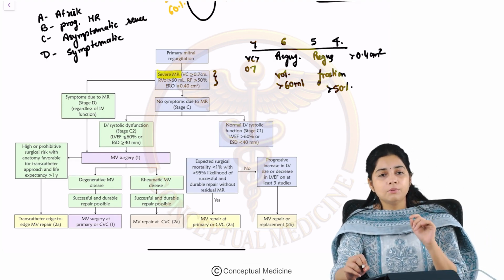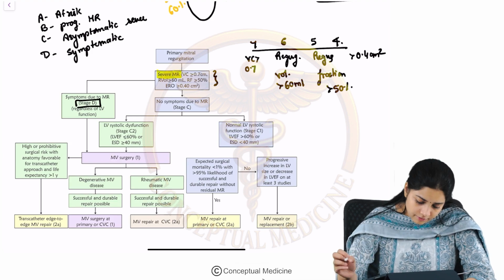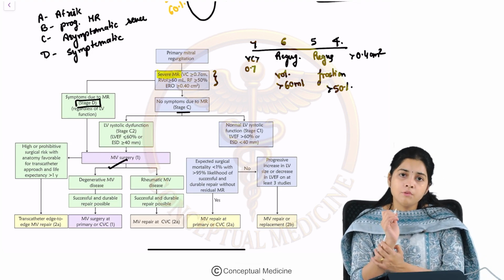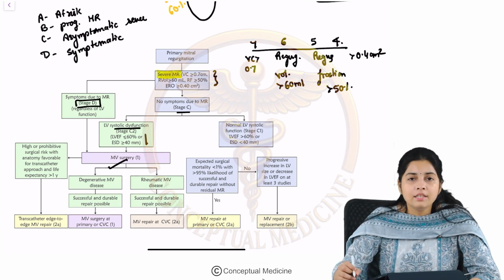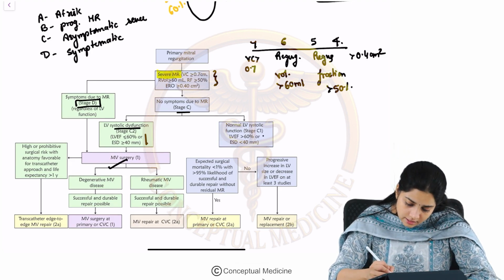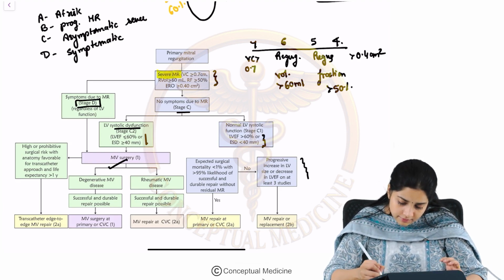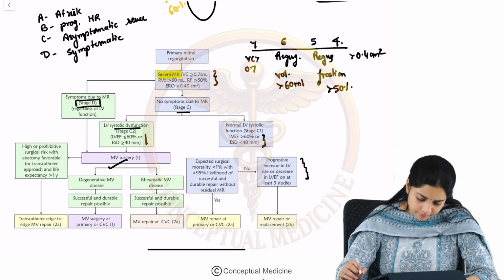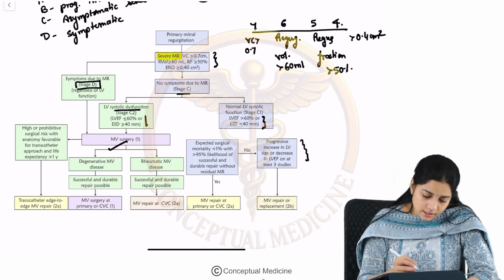So when do you want to do a valve replacement or a valve repair? In stage D, regardless of the LV function, you will have to do a mitral valve surgery. In stage C, where the patient is asymptomatic, if there is LV systolic dysfunction, EF less than 60%, then you go ahead and do a surgery. In stage C, if there is normal LV function and we feel that there is progressive increase in the LV size from the past 3 studies, or you feel that a repair will help the patient, then you go ahead and repair.